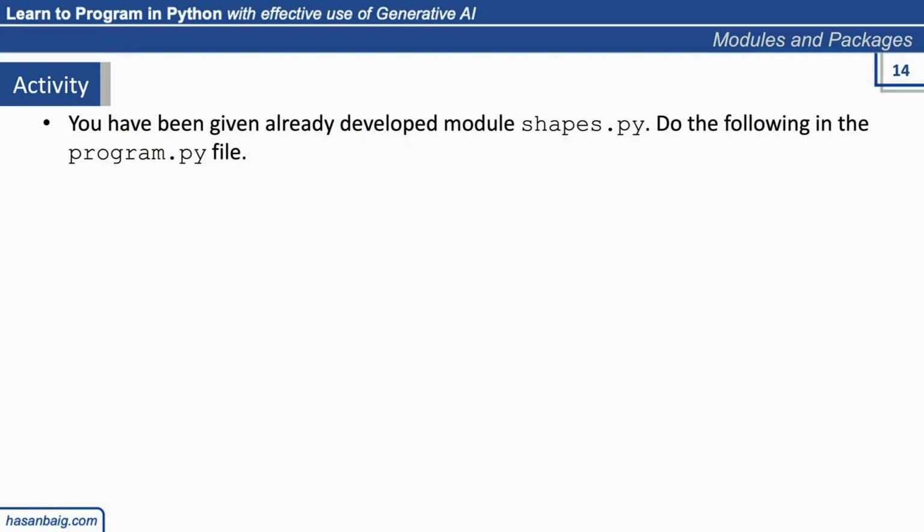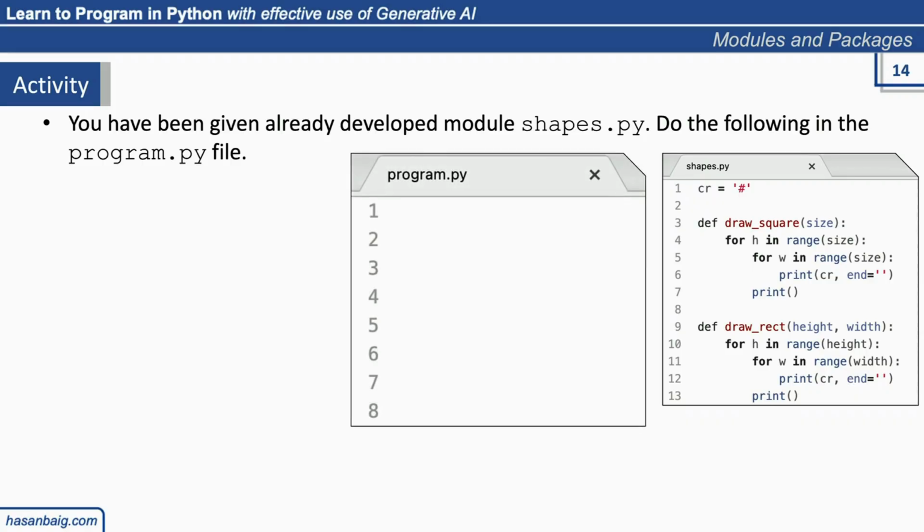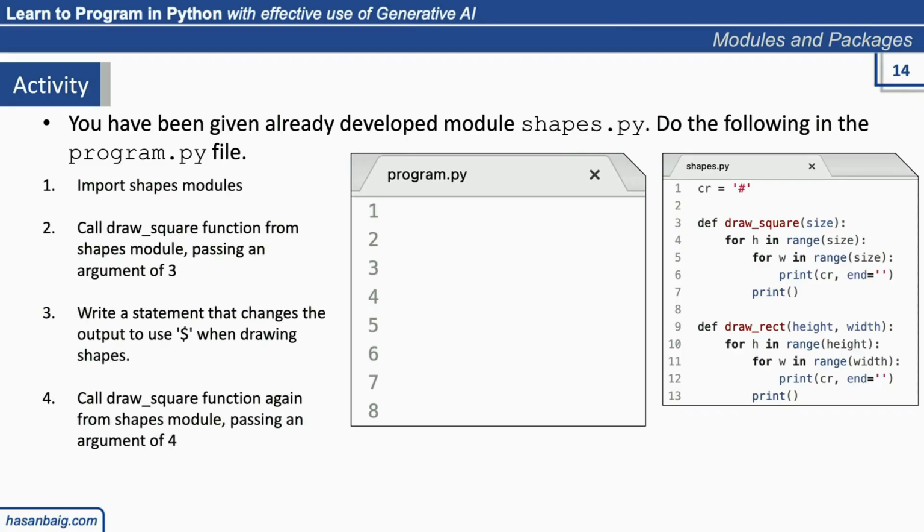So we have an activity coming up next. You have been given a module, let's say just like a math module. You have been given this shapes module, the shapes.py file. You need to use this module in your file, program.py. So you will be writing your code to import something from shapes.py. What you would be writing are these four things.